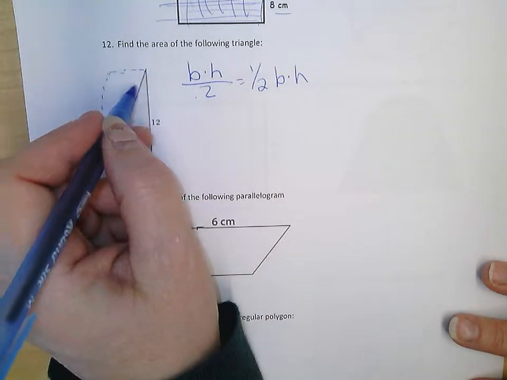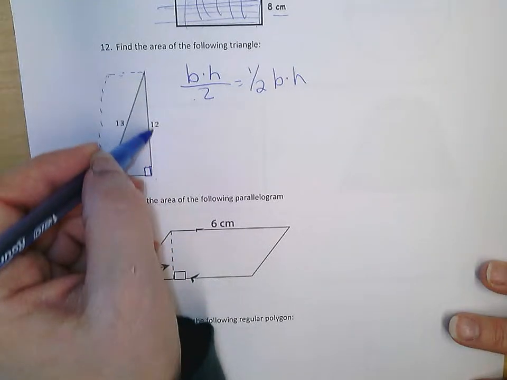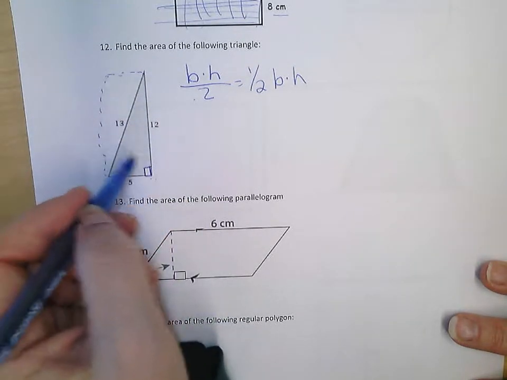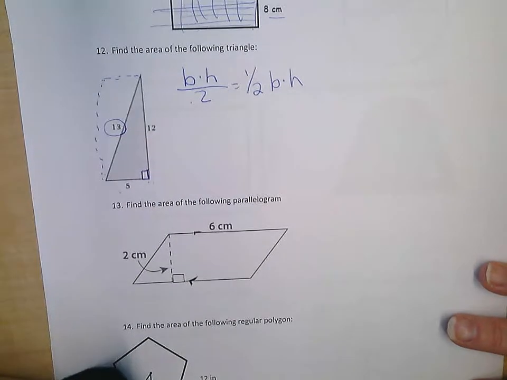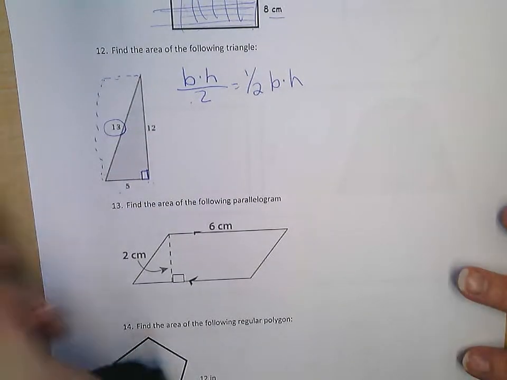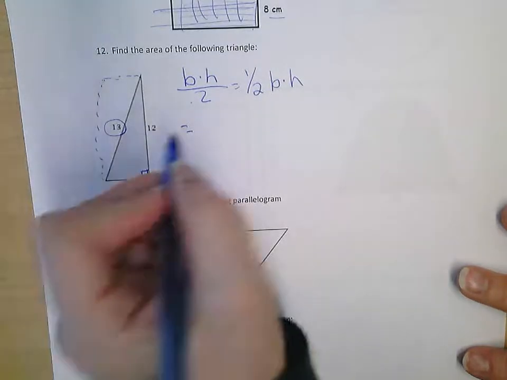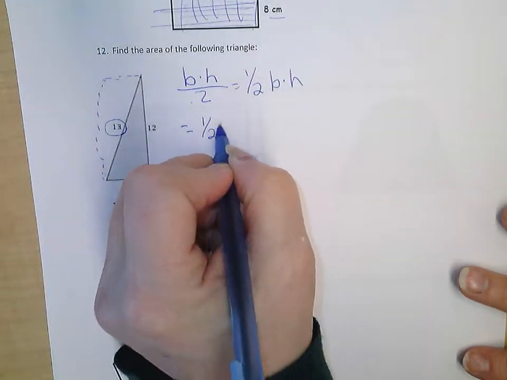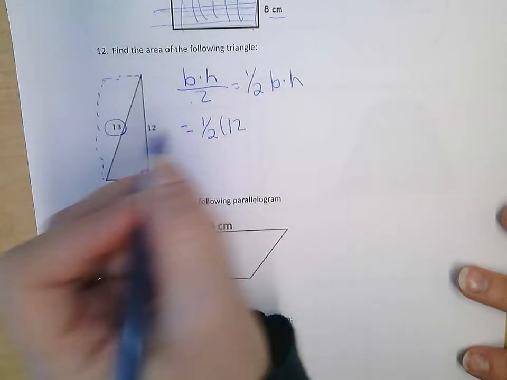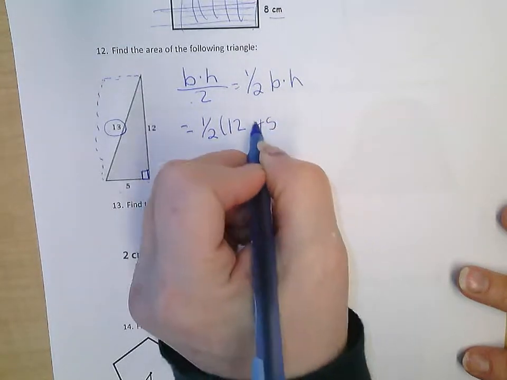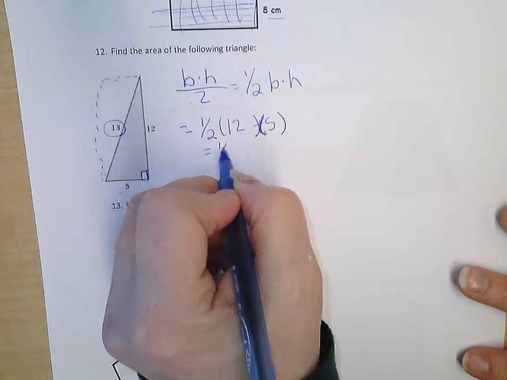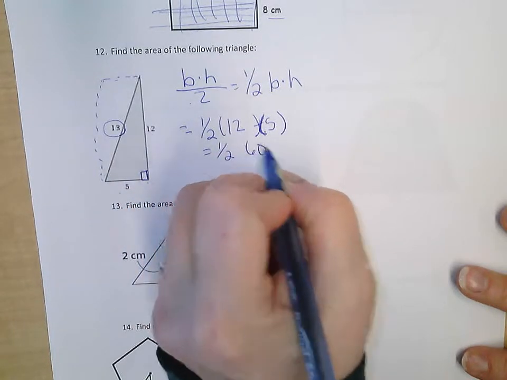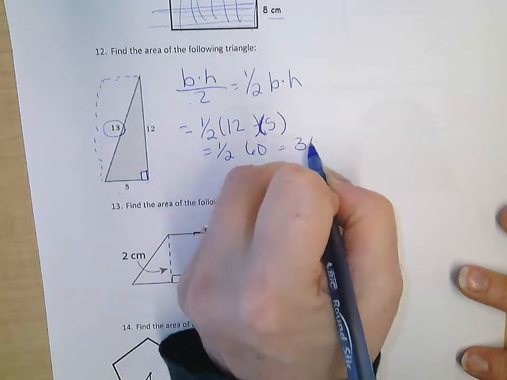So how many squares can we make if we have 12 lines across up here and 3 this way? Well, the 13 is added information. It's stuff that we don't know. So this is equal to 1/2 of 12 times 5, which gives us 1/2 of 60, which gives us 30.